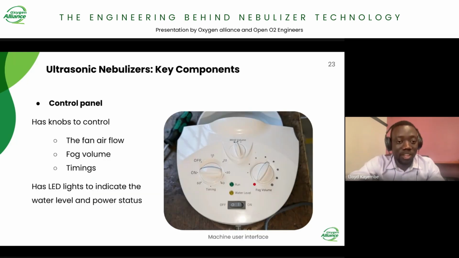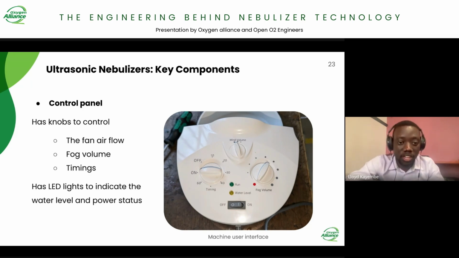So another part that is important is the control panel. In a typical ultrasonic nebulizer, it offers some level of control over parameters such as the airflow, the particle size, or the mist itself, and actually the nebulization timing. For this specific model, there is a control panel on top with knobs that allow you to adjust these parameters, like the one that I was talking about, the fan.